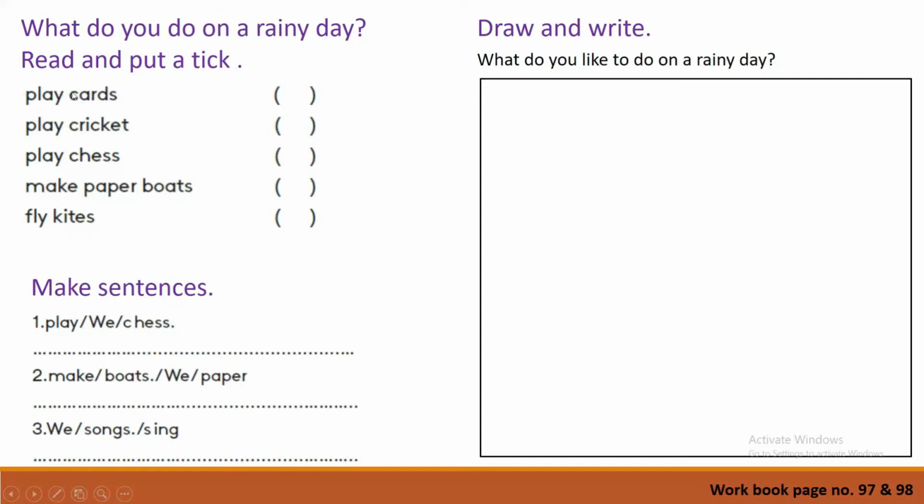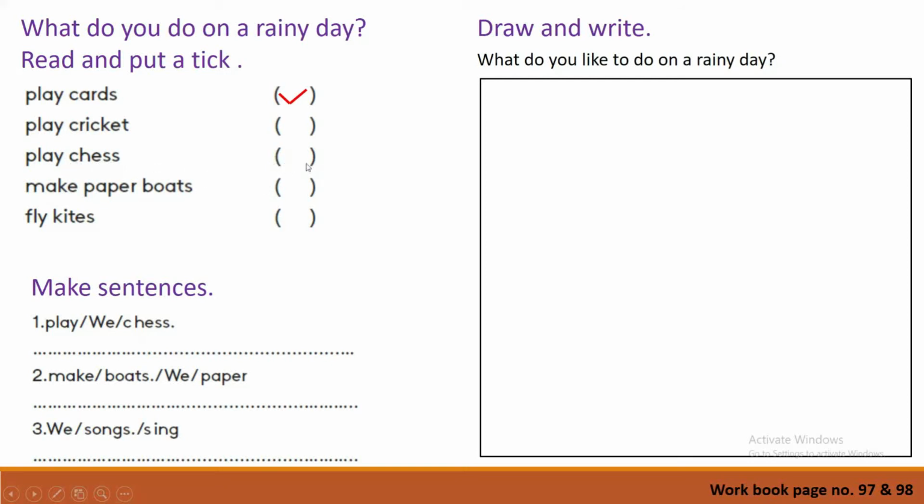So we can play cards. Then you have to put a tick in the bracket. Play cricket. Can you play cricket on a rainy day? No. Don't put a tick. Next one. Play chess. Yes, we can play chess on a rainy day.